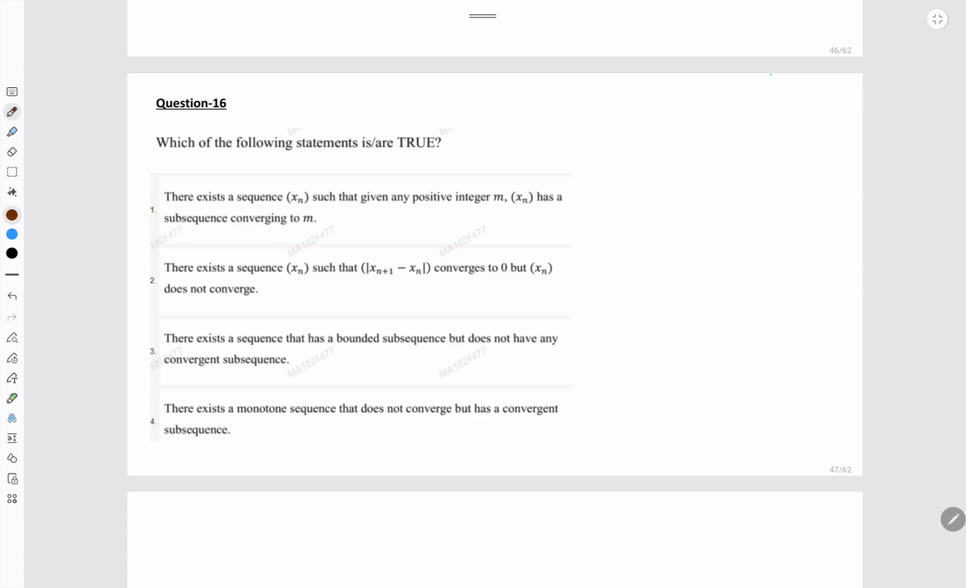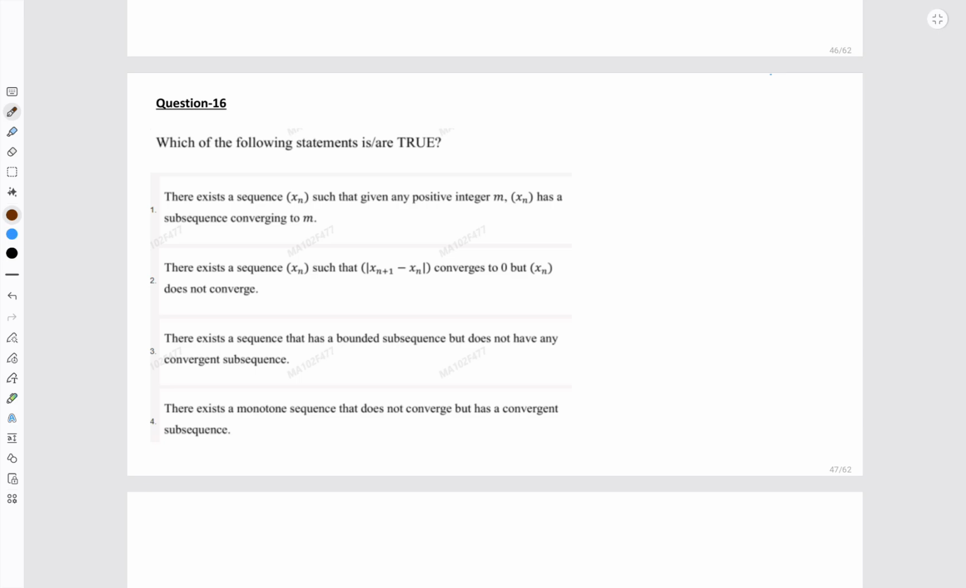Okay, now we'll solve question number 16. So question number 16 is about sequences, whether it will be converging or will have a convergent subsequence like that. And in all these options, as you can see, there is a language that is there exists. So we have to think about a sequence, because it is not true for all.